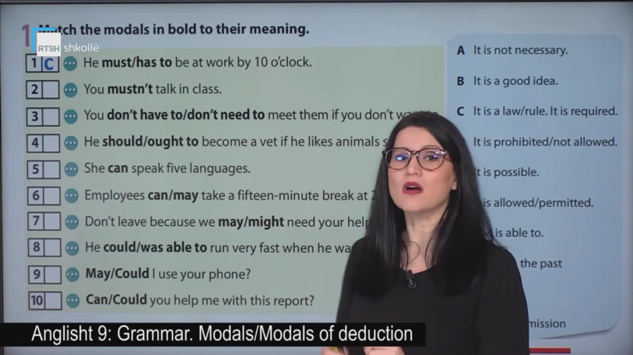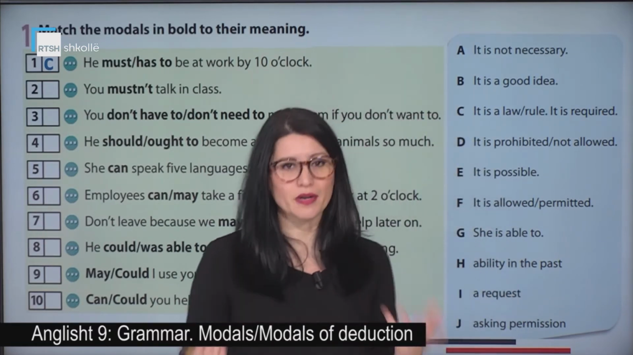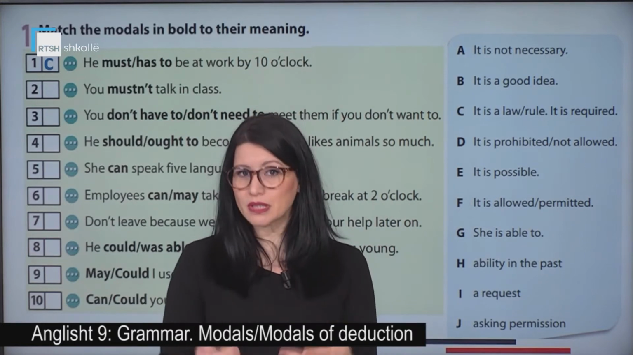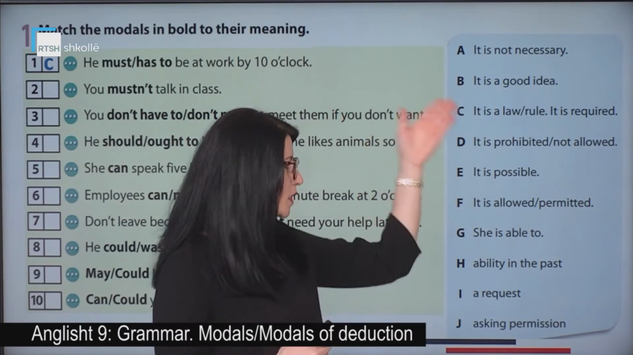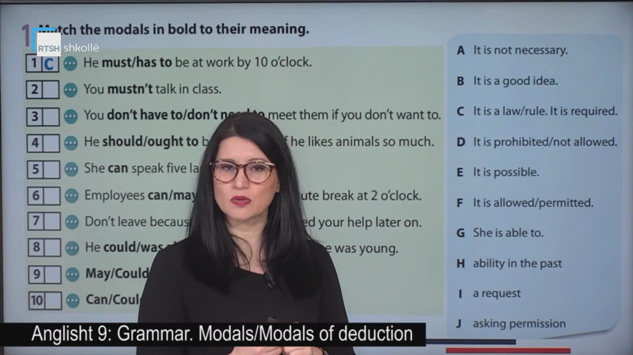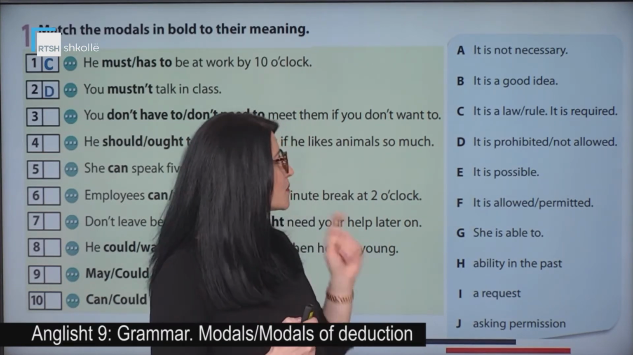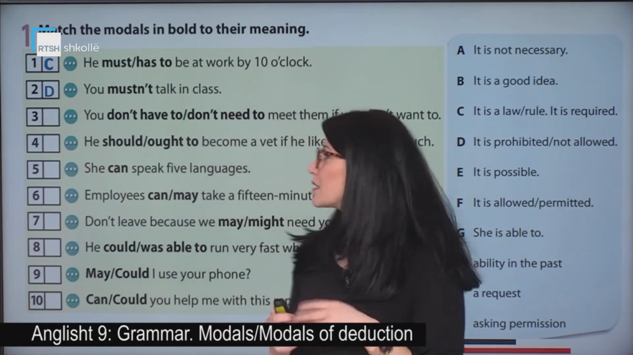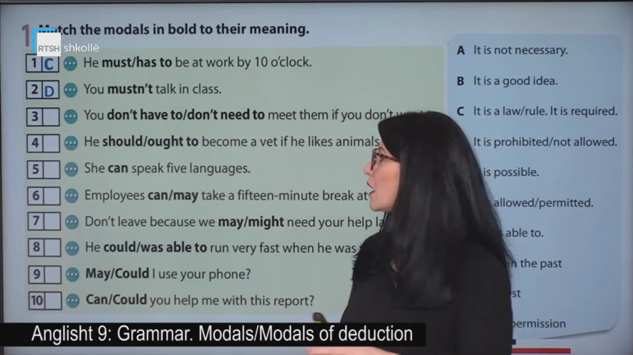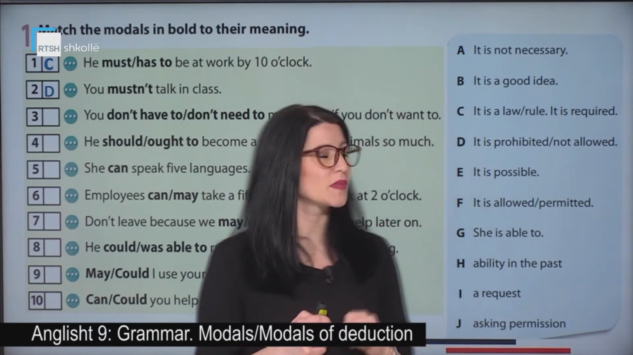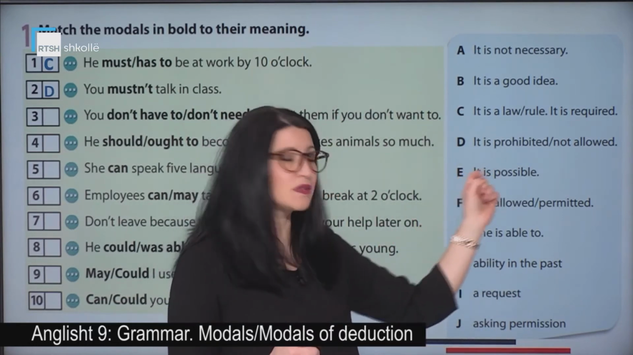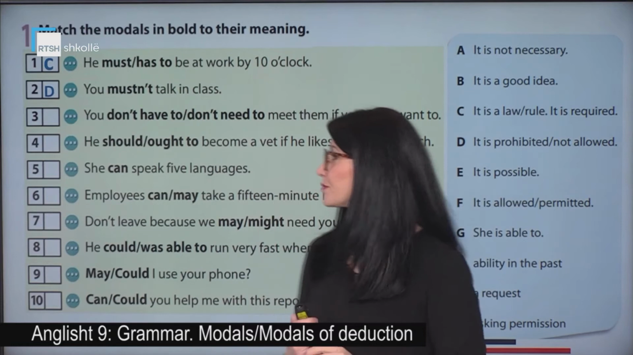You mustn't talk in class. So, you are not allowed to talk in class. It is forbidden to talk in class. So, what do you think? What is the correct use of mustn't? What does it express? Right. It expresses something that is prohibited, it is not allowed, and it is matched with D. And here it is D. It is prohibited or not allowed.